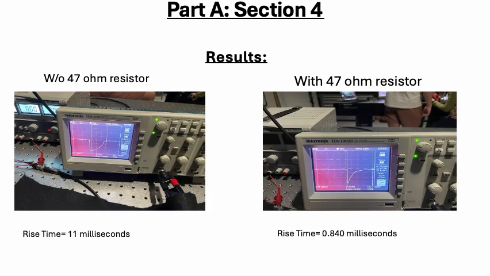We can see that the voltage response of the PIN PD to a flashing light is different with and without the 47 ohm resistor. Moreover, without the 47 ohm resistor, the rise time of the voltage is 11 milliseconds. However, with the 47 ohm resistor, the rise time decreases to 840 microseconds.